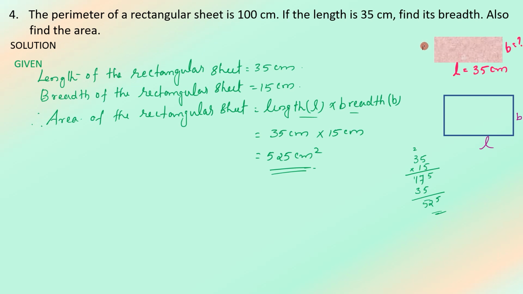So, for finding the breadth of the rectangle, you can use any of the method we have discussed. Here, breadth of the rectangular sheet is 15 centimeter and its area is 525 centimeter square. Hope it is clear to you.